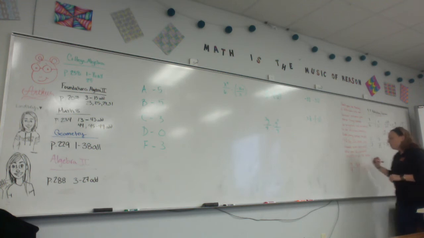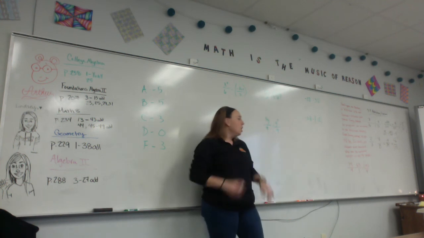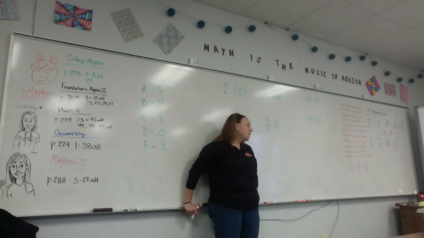Yes. Okay, now I cannot leave it that way. What do I need to do with it? Simplify. Okay, so how many times does 4 go into 1,000? 200.